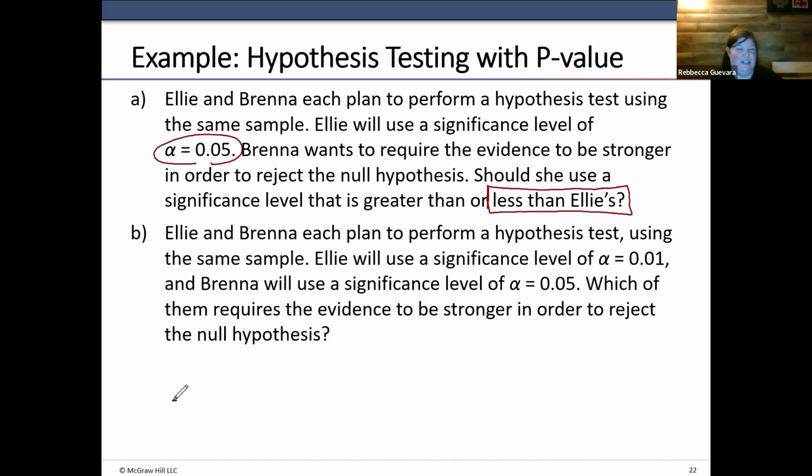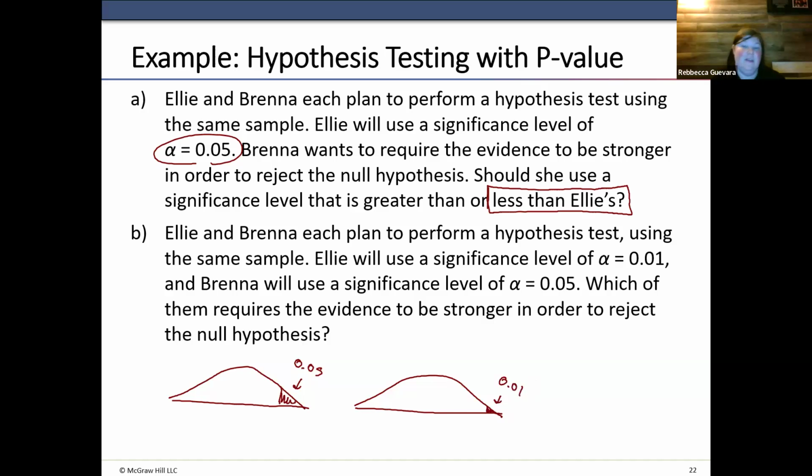So once again, it goes back to thinking about those tails, right? If we're looking for evidence, let's say this is 5%. Well, 1% would have to be a smaller area to look at. So we're saying, can the p-value be in this area, or is the p-value going to be in this area? So this has a smaller area. That is a stronger test. So Ellie, in this case, is requiring stronger evidence.